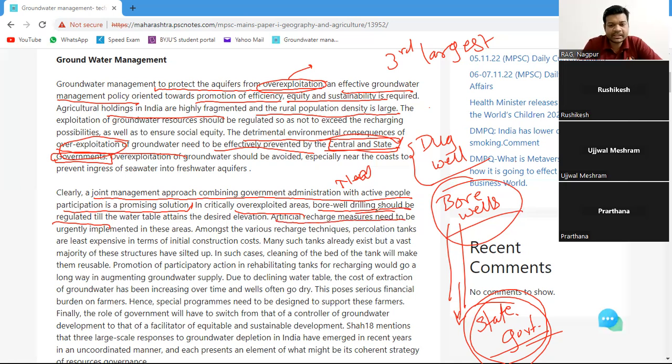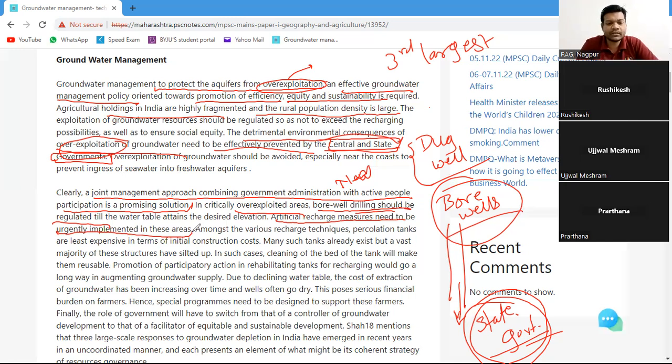Artificial recharge measures need to be urgently implemented in these areas. We have learned about the artificial recharge techniques. What are those? Which technique is suitable to which area? We know all these things as students of geology.